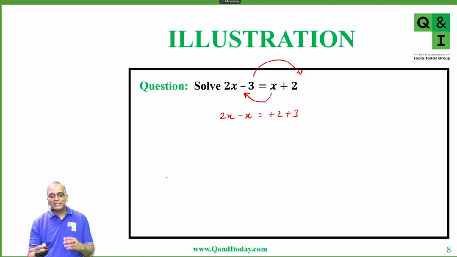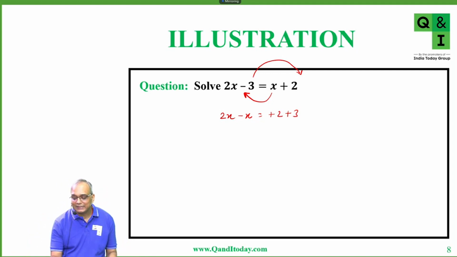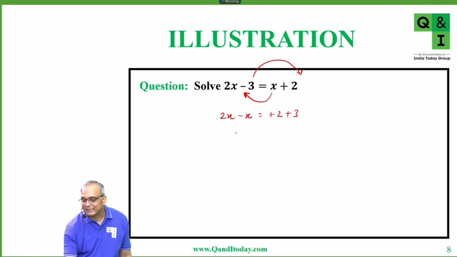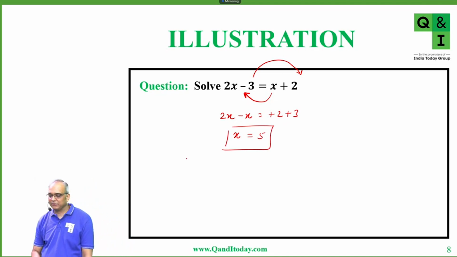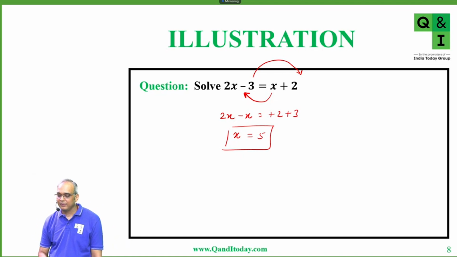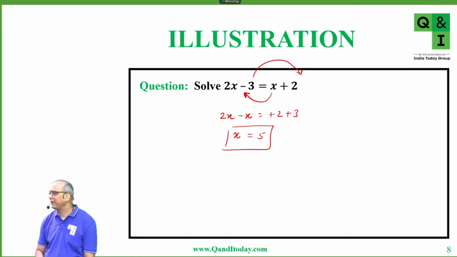2x minus x is equal to 2 plus 3. 2x minus x, the coefficient 2 minus 1 is 1, so this will become x, and 2 plus 3 is equal to 5. So the answer is x is equal to 5. X is 5, not 5 by 3, Ishan. X is 5.